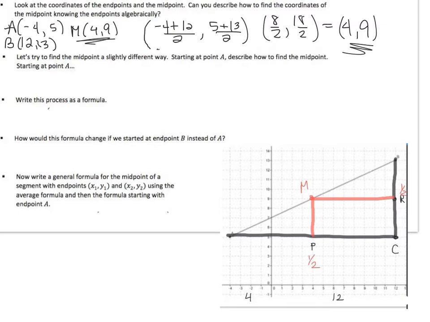So starting at point A, find the horizontal distance from A to B. Okay, from A to B. Horizontal distance, which is going to be 12 minus negative 4. So starting at point A, find the horizontal distance from A to B, which is going to be 12 plus 4, which is 16. Divide by 2 equals 8. And add that value to the x-coordinate value of A.